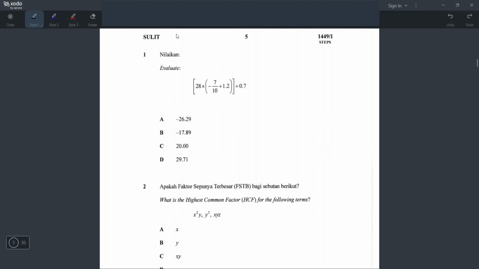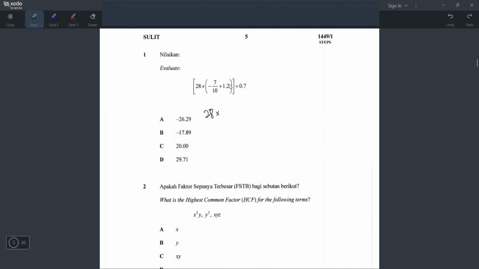Okay, this is question one. So number one, they want us to evaluate this whole thing. First of all, you can use your calculator, right? So you just use your calculator to help you, but you have to know which one to press first, right? So definitely we have to do the bracket one and solve what is inside the bracket first. Okay, so negative 7 over 10 is negative 0.7 plus 1.2.